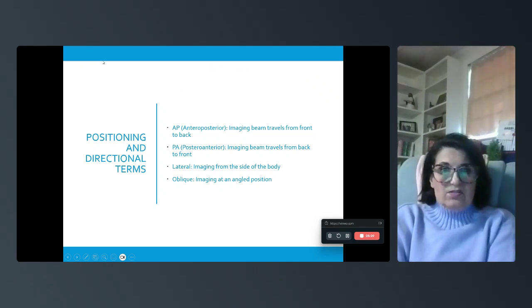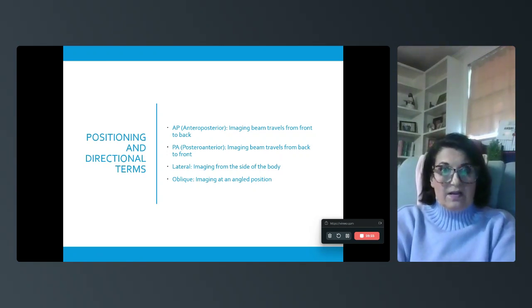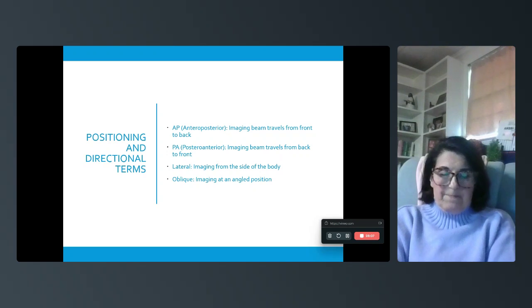Positioning and directional terms, you'll hear about these when you start looking up codes or when you start hearing about radiology and x-rays. So you have AP, and that's how they'll refer to it. If a physician would say, hey, go take an AP x-ray, it's called anterior-posterior. It's an imaging beam travels from front to back. Okay, so it starts at the front and goes to the back.